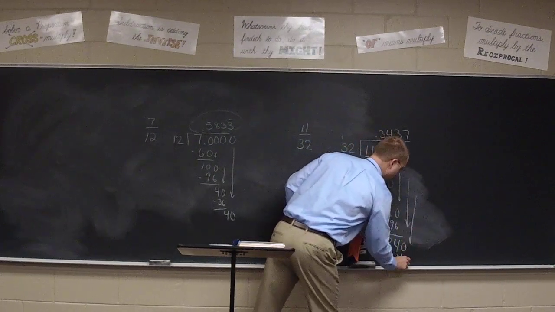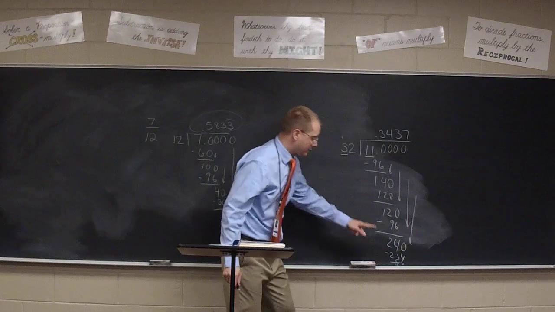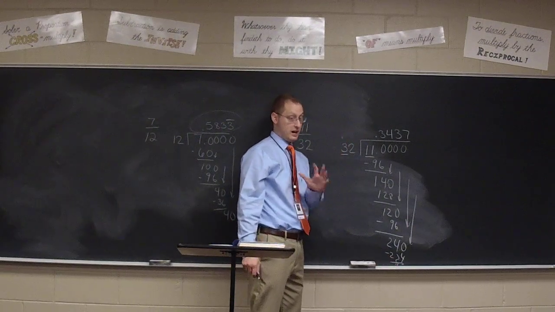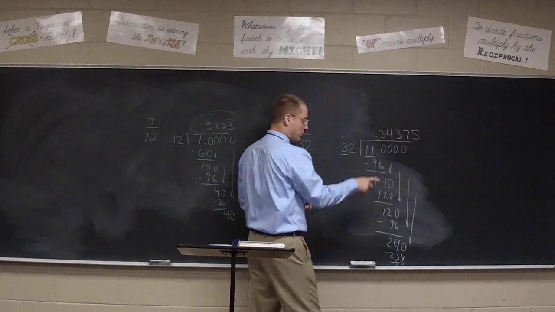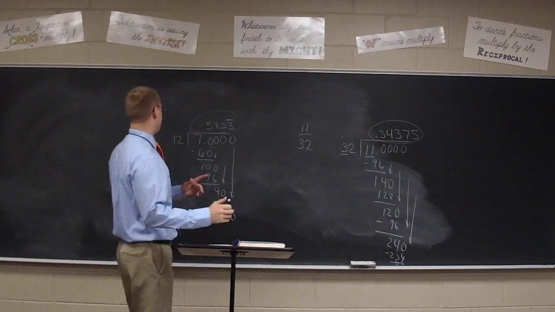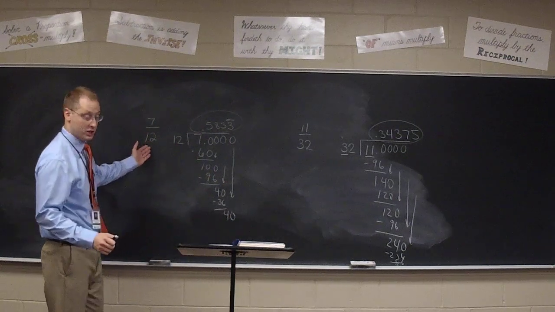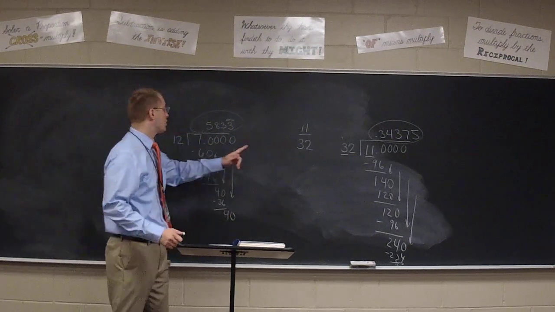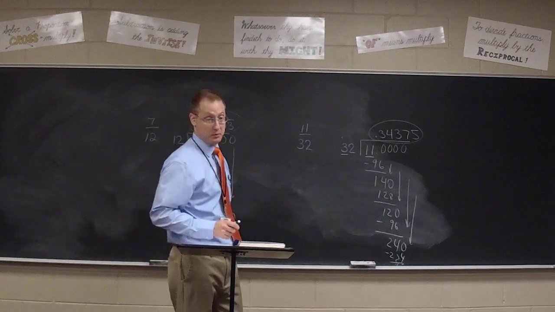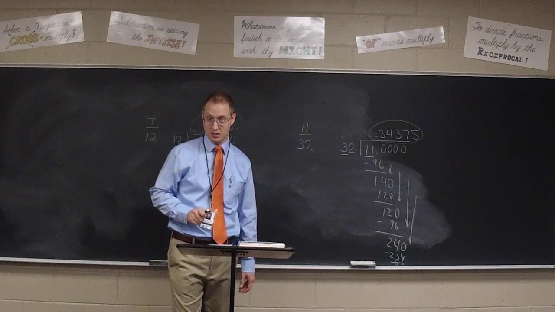Bring down a 0. How many times does 3 go into 16? That's a 16 down there. 5, right? And when you multiply, you get exactly 160. So this decimal doesn't repeat, it actually ends. Which, of course, a fraction or a rational value should be either a repeating or a terminating decimal. How many got 0.34375 for this answer?